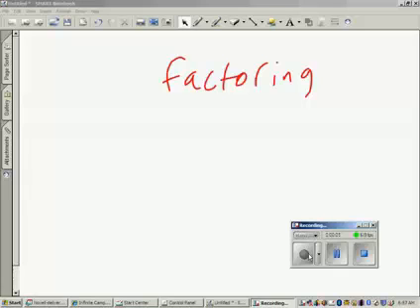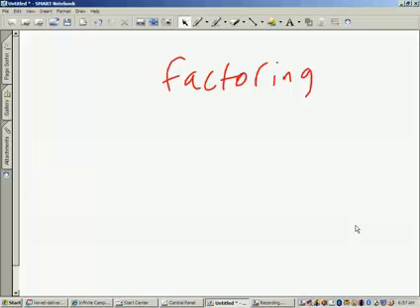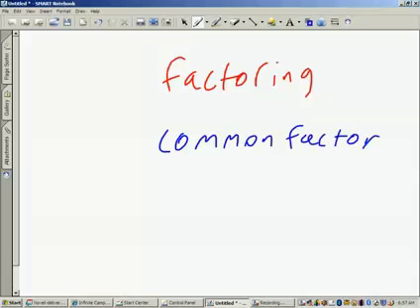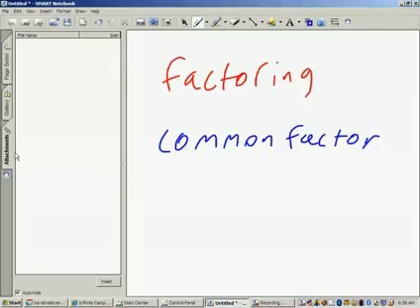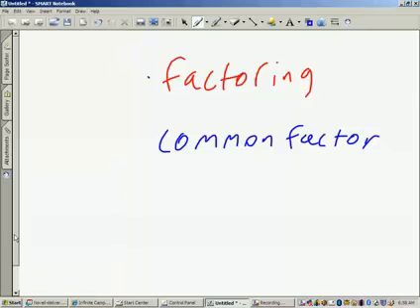Today we're going to be talking about factoring, factoring out a common factor. And then, of course, we're going to be talking about factoring out quadratic equations, but first by pulling out that common factor, which makes the problem so much easier. All right, so let's go ahead and jump right into it here.